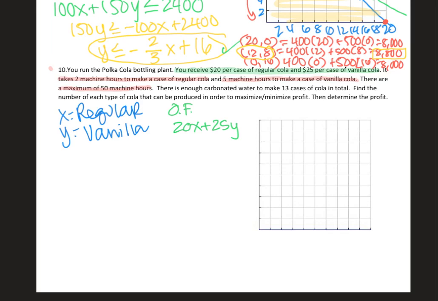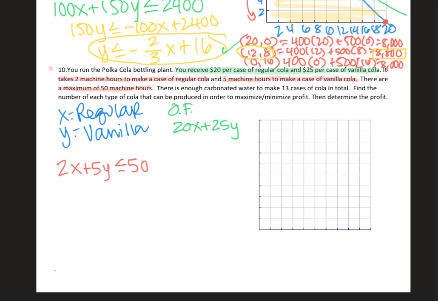Okay, so you should say 2x plus 5y is less than or equal to 50. Because it says a max of 50. I cannot go over 50. So 2x plus 5y has to be less than or equal to 50.